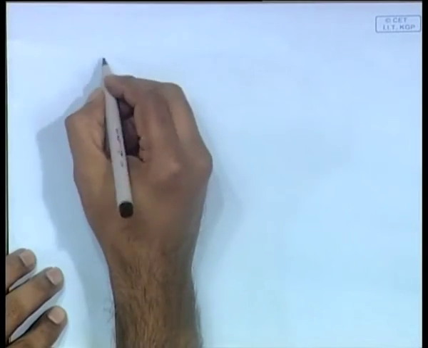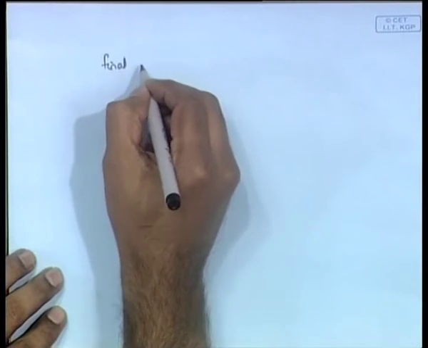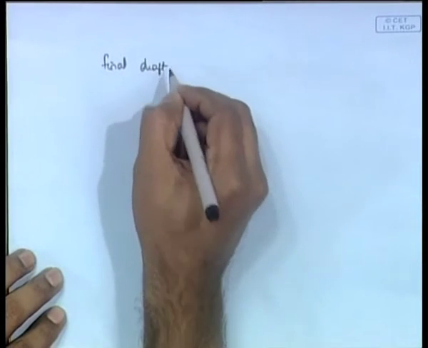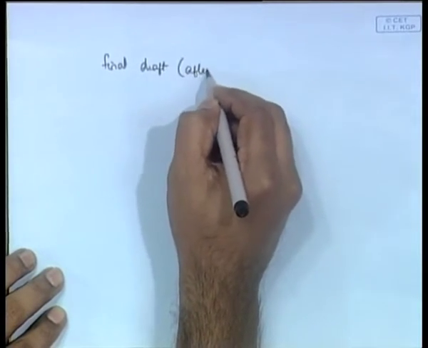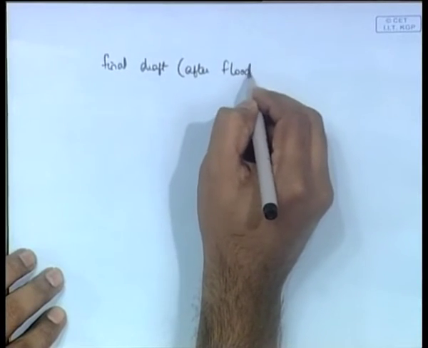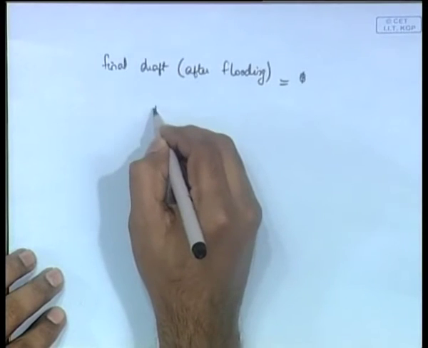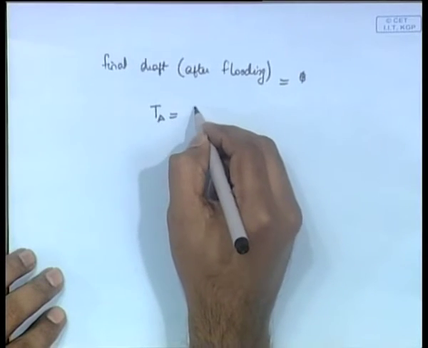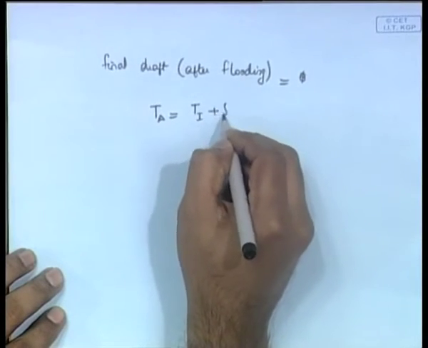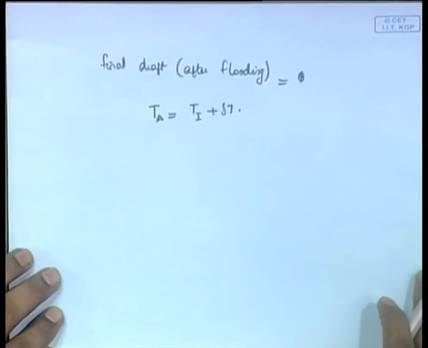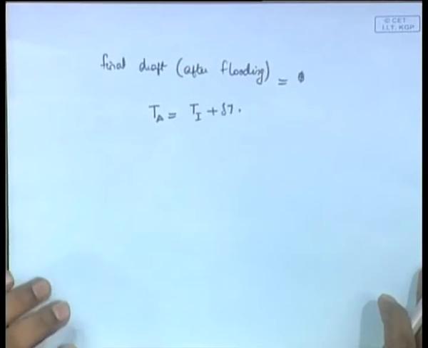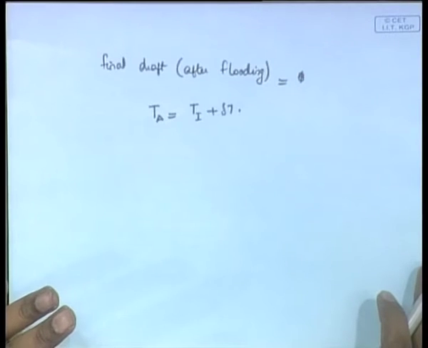Now the final draft, or the draft after flooding, let us write it as T A, is equal to T initial plus delta T. So, this is going to be your final draft after the ship has flooded.